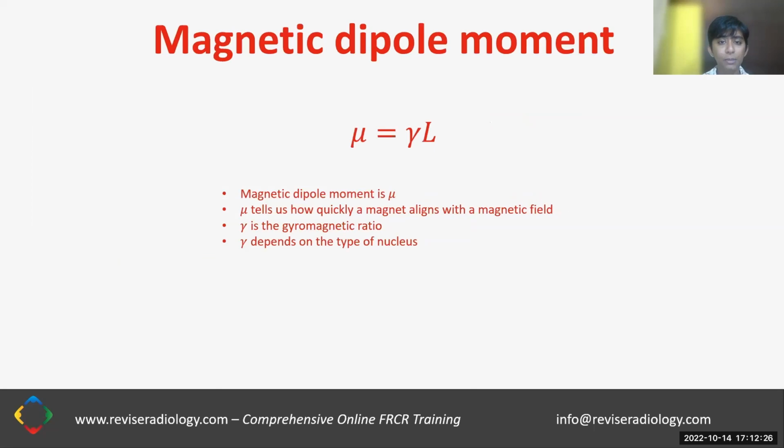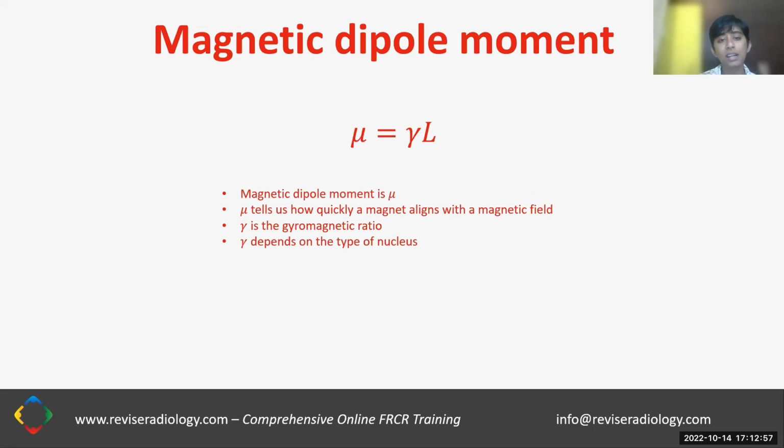We also will think about the magnetic dipole moment. A magnet has something which is known as a dipole moment. Essentially what this dipole moment is going to tell us is how quickly the magnet will align with an external magnetic field. You all know that if a magnetic field is applied, a magnet has a north and a south, and the north will align with the south, and the south will align with the north. That's how magnets align in a magnetic field.